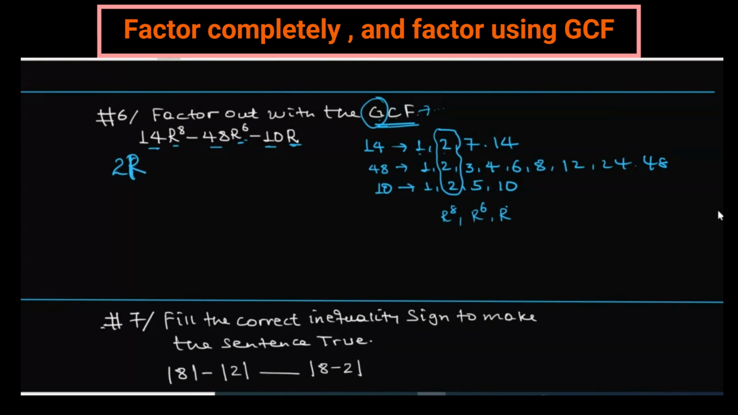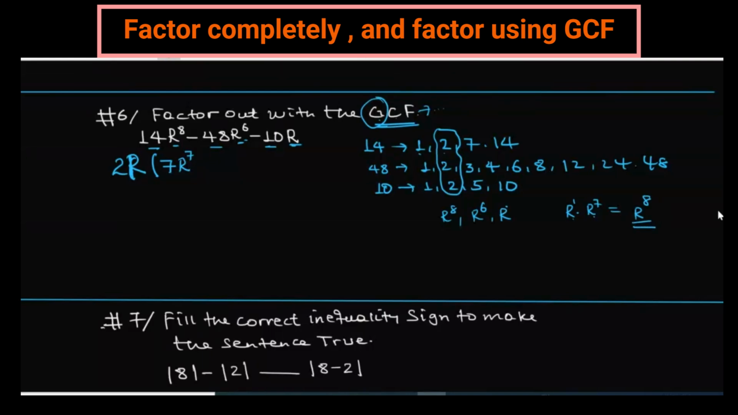So I'm going to have 2r. Now open parenthesis. What can I have here to get 14? Because I have 2 here, that's 7, since 7 times 2 is 14. But what can I have here to get r^8? So r^7. Remember, when bases are the same, you add the exponents. For example, r^1 times r^7: just take one base and add the exponents, 1 plus 7 is 8. That's the rule you have to remember.